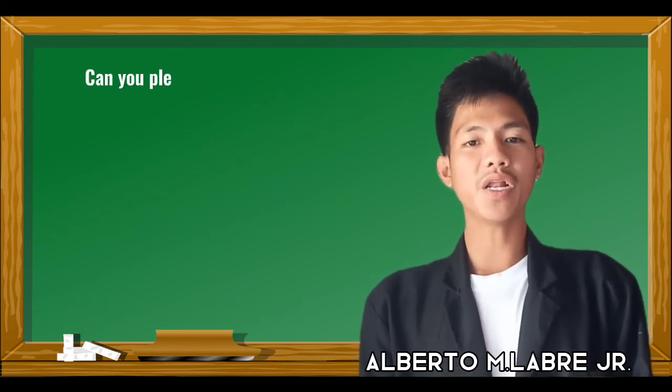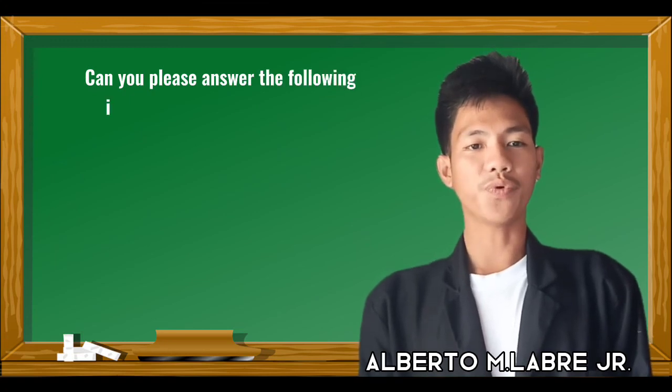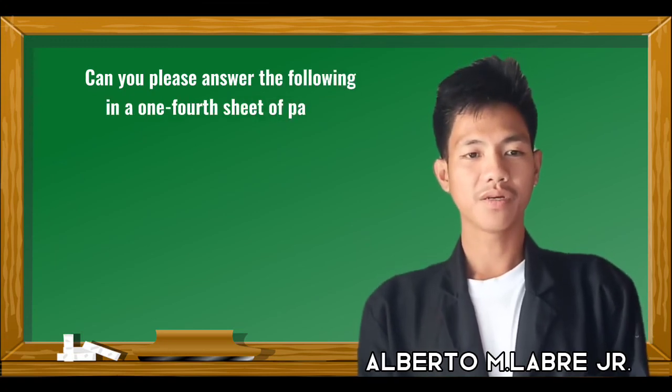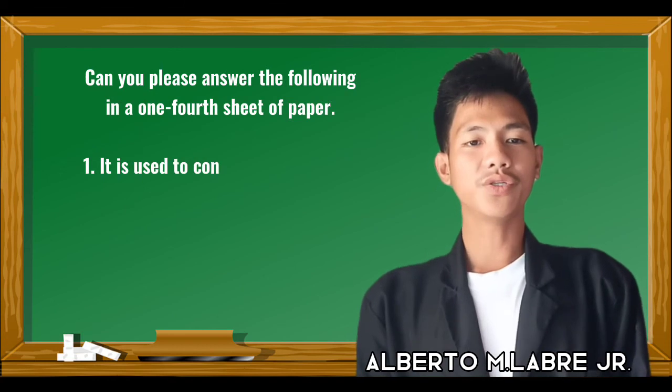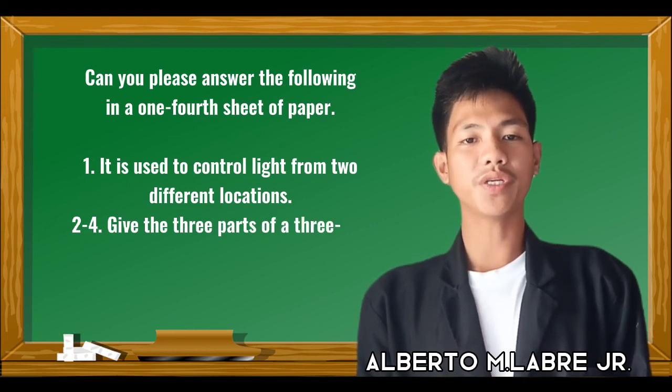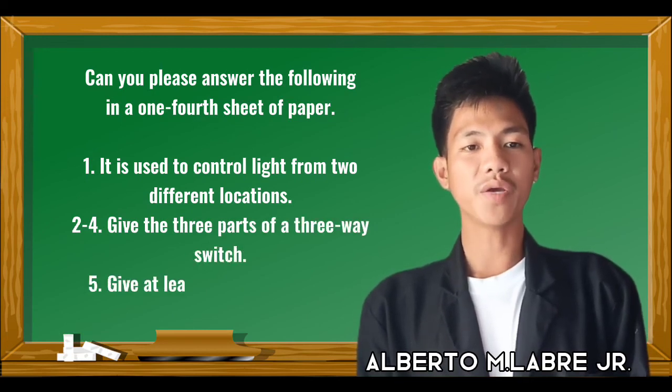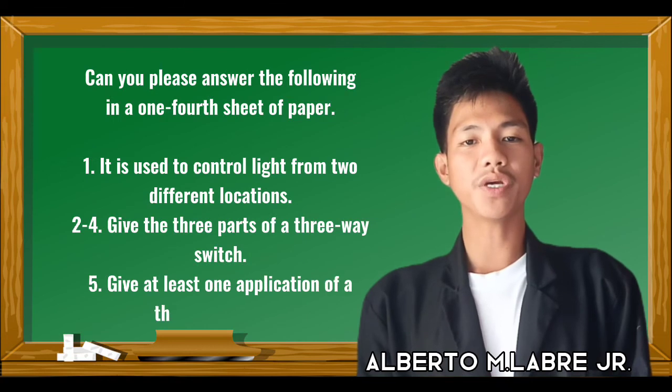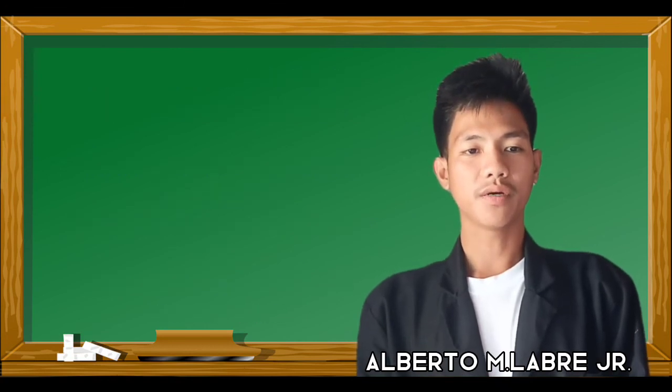Can you please answer the following on a 1/4 sheet of paper? Number 1. It is used to control light from two different locations. Numbers 2 to 4. Give the three parts of a three-way switch. Number 5. Give at least one application of a three-way switch.